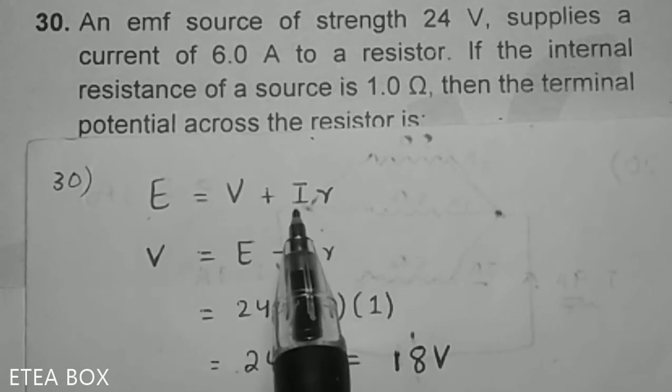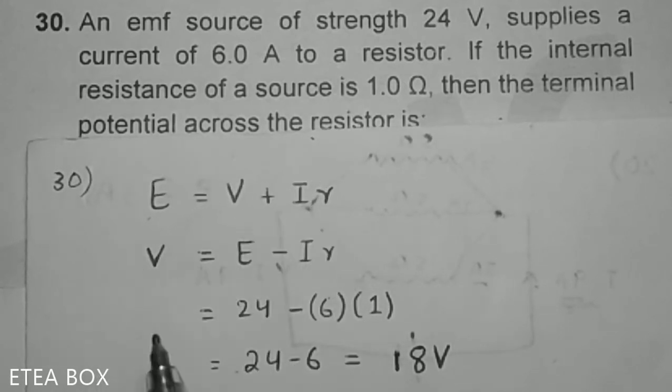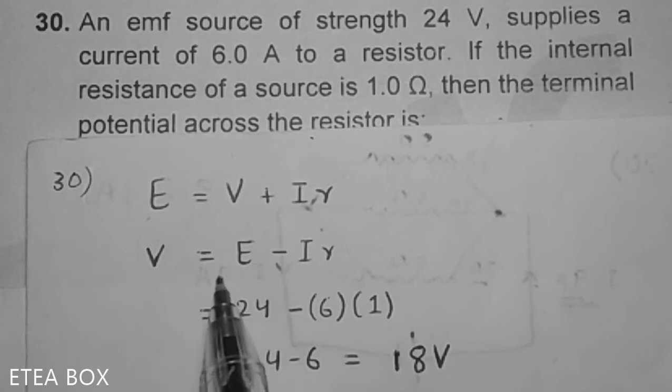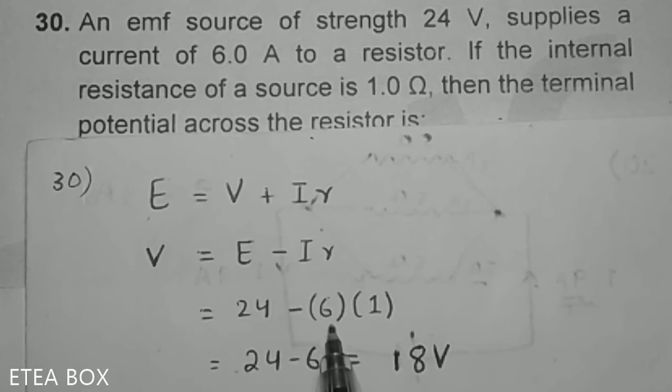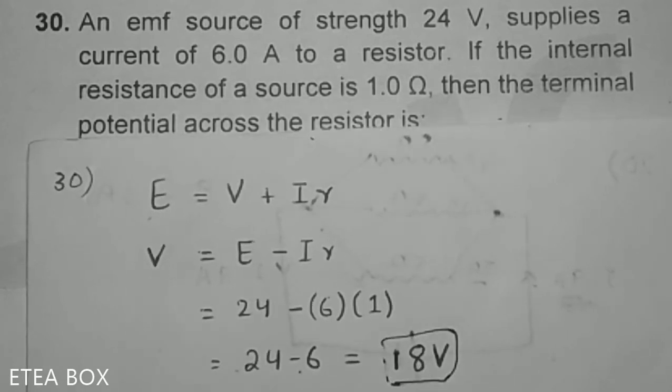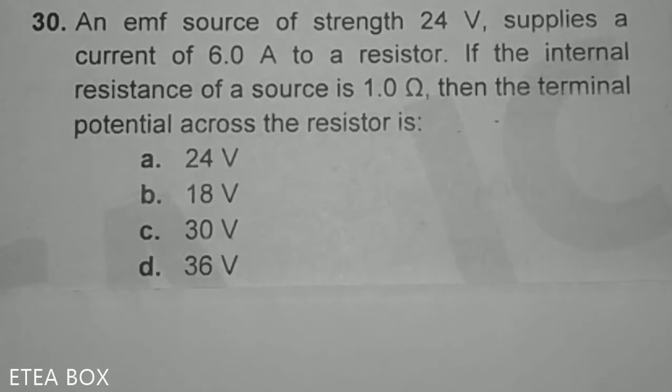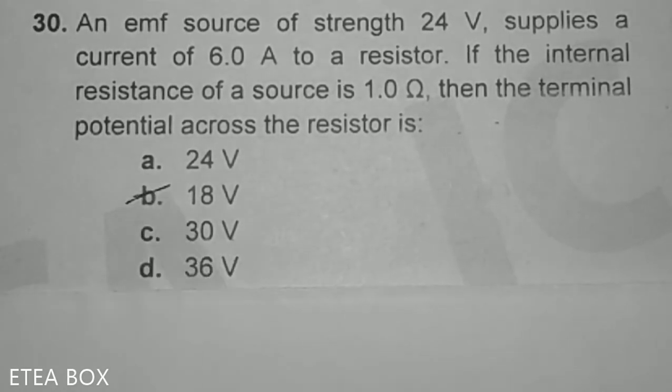Now bring this IR to the other side of the equation. So it will become V is equal to EMF minus IR. So EMF is 24 volt minus current 6 ampere times the internal resistance of 1 ohm. So 24 minus 6 will give 18 volt terminal potential difference, okay? So the answer is 18 volt. Here option B is correct.